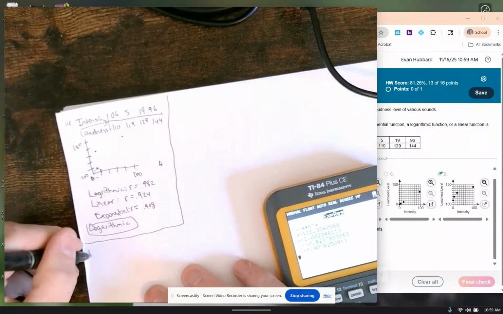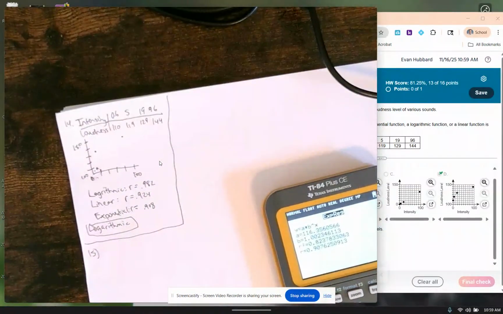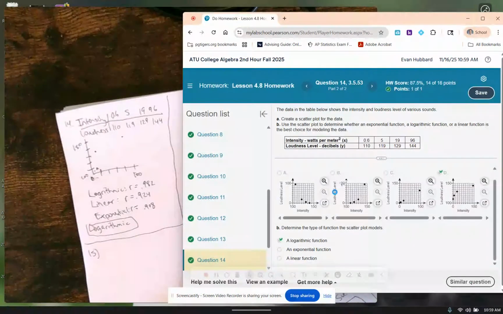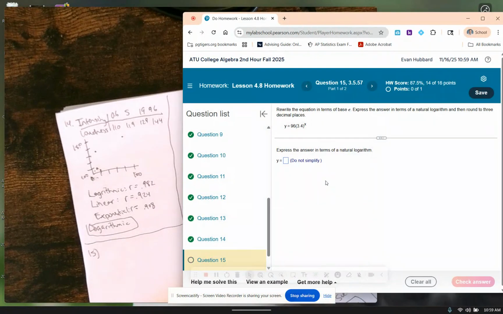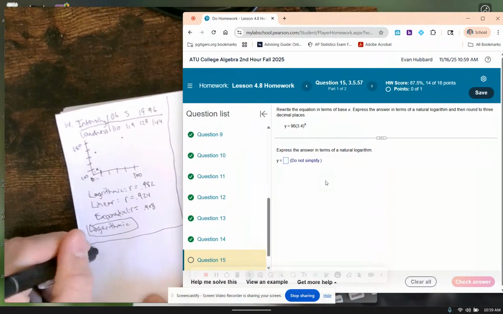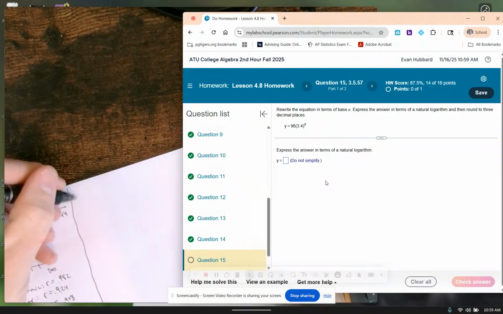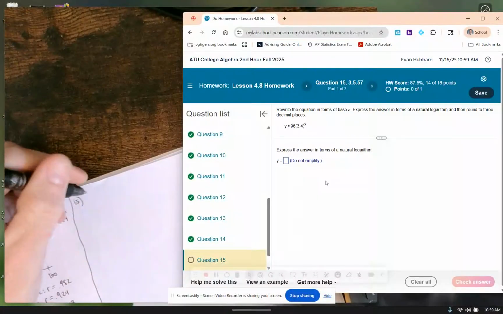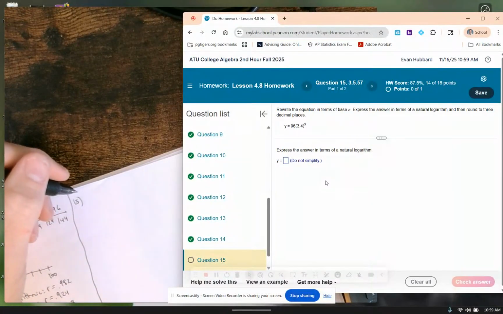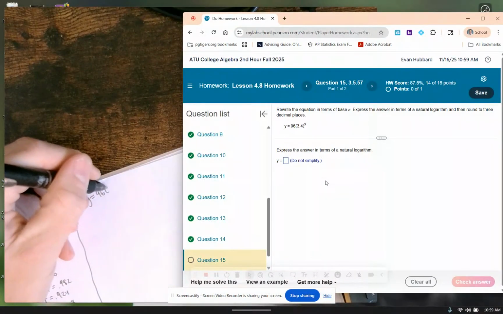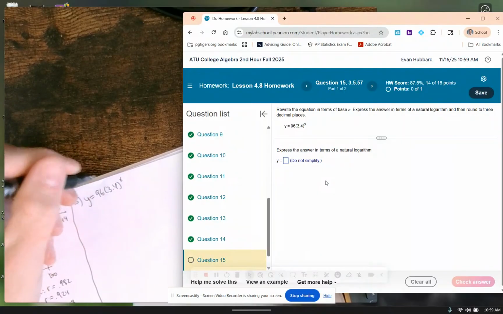Let's go to 15. So logarithmic there. 15, replace in terms of base e. I'm going to write this over here. This is not that bad. So in terms of base e, we've got y equals 96 times 3.4 to the power of x. Okay.